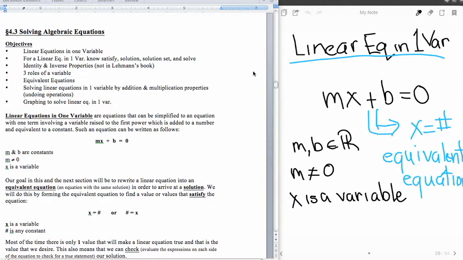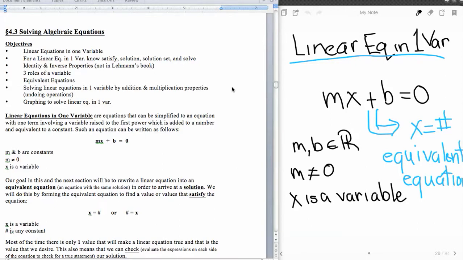This is our first lecture on section 4.3. Our objectives this time around are: what is a linear equation in one variable, what are the solution sets, how to solve, and what satisfying a linear equation in one variable looks like.